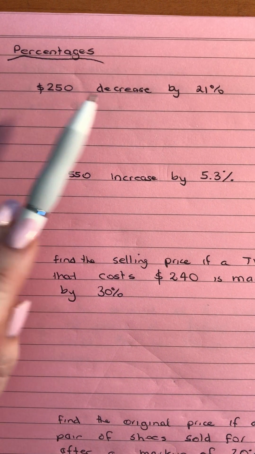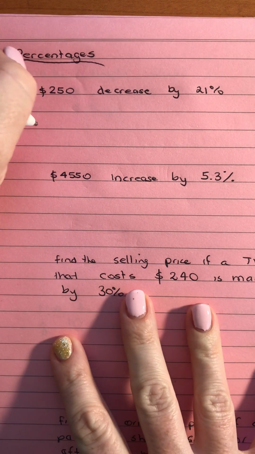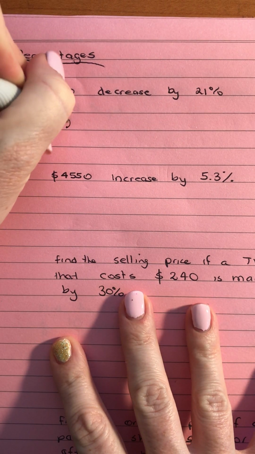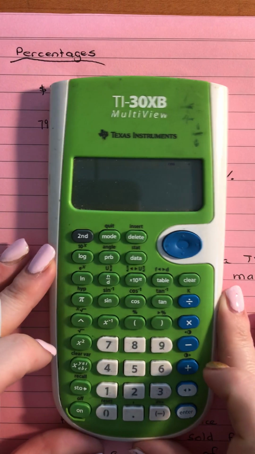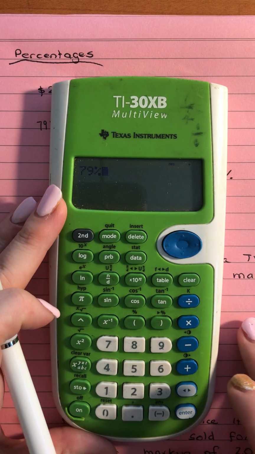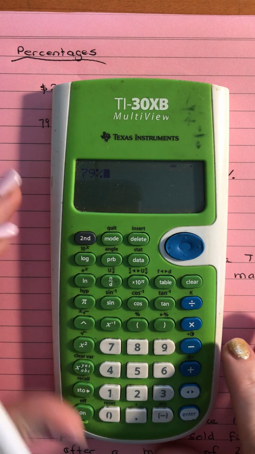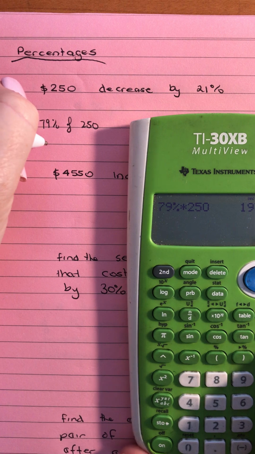So $250 decrease by 21%. A couple of options for how to do that one. We could say that if we've decreased it by 21%, that means that we have got 79% left. So we could do 79% of 250. You also have the option of doing that with your percentage button on your calculator. So if you do 79 second bracket, see how it comes up with a percentage on there, and you can times that by 250 and get 197.5.